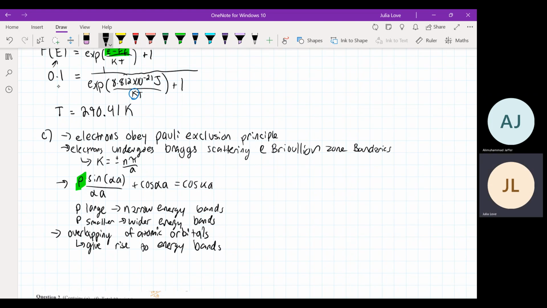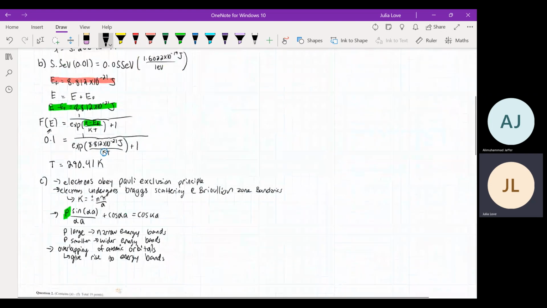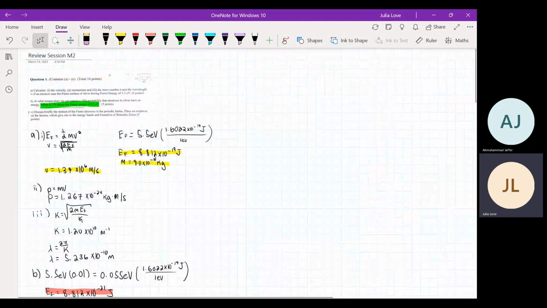So those are some points you can mention to explain this one, as well as other things that you can talk about, more of a text answer compared to all the other ones.